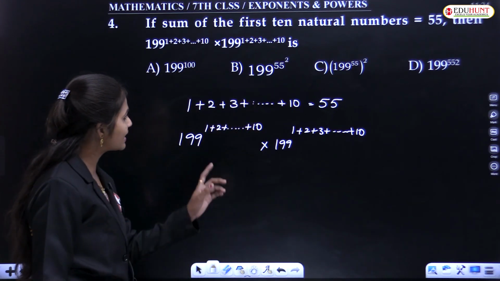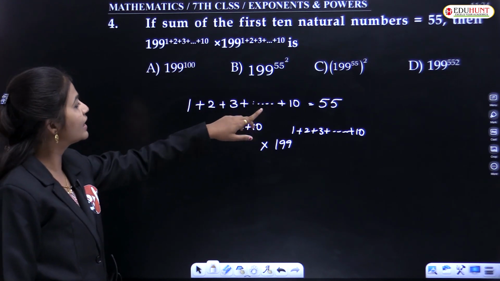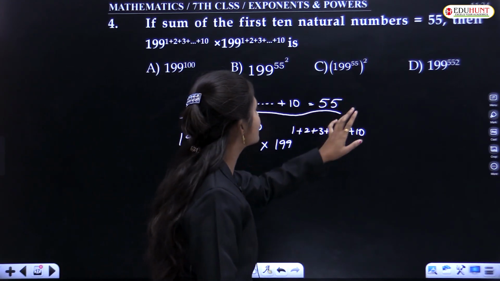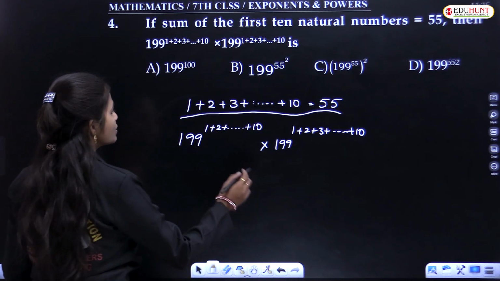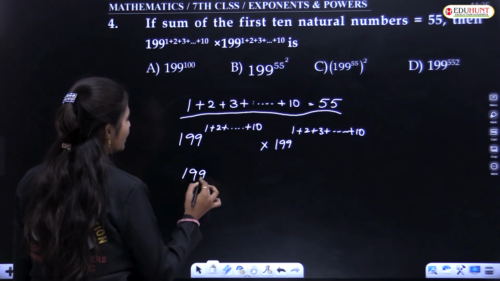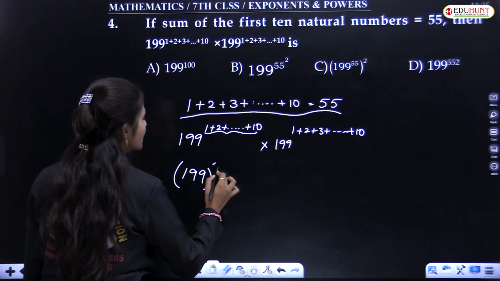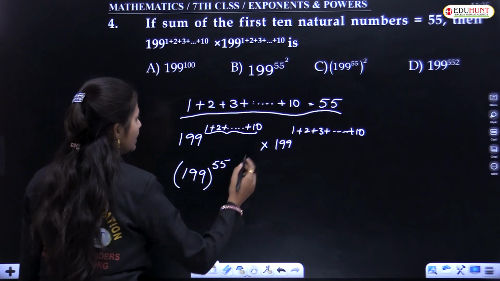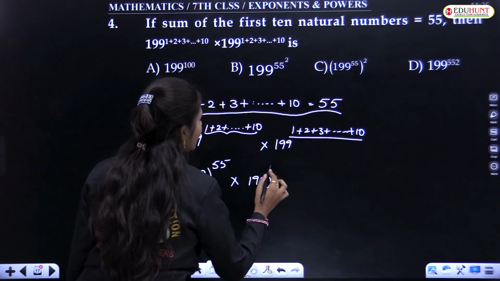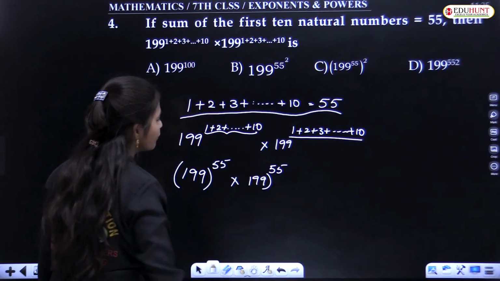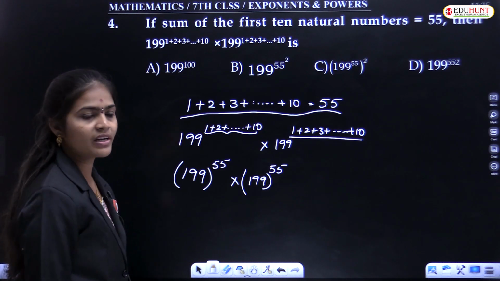So here they directly gave the value of its power. They directly gave only the sum of 1 to 10 numbers. The first 10 numbers sum is equal to 55. Okay, in that question only they gave it. So we just need to substitute that value here. So 199 power its value, 55, into again 199 whole power 1 to 10, its value is equal to 55. Okay, now this is in the form of a power m into a power n only, no?